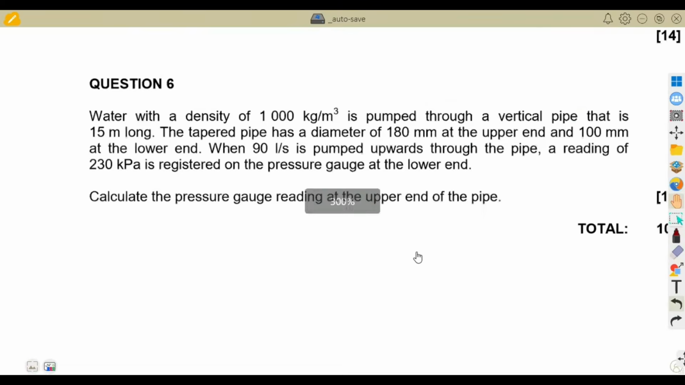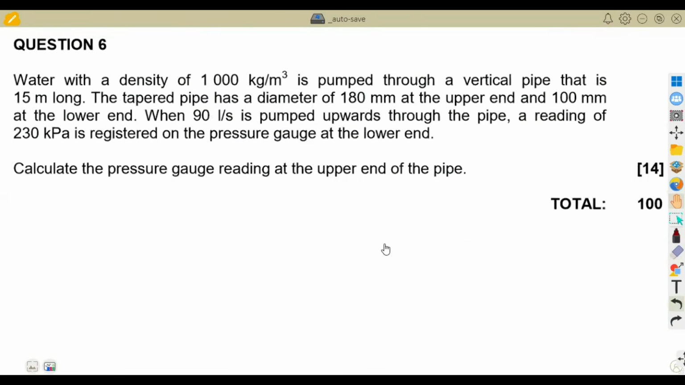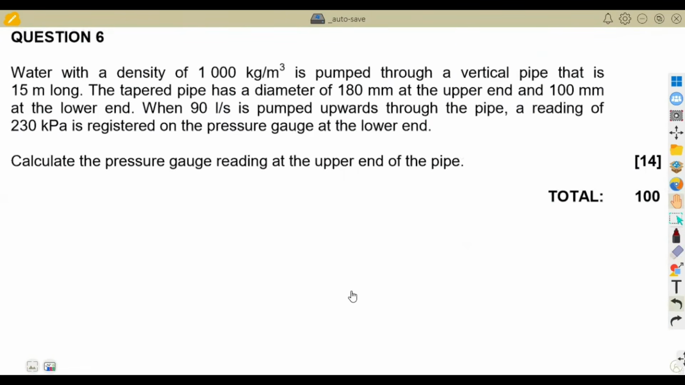So let us just try and see. That was hydraulics in this case. 14 marks again, hydraulics. All right. Water with a density of, take note, water with a density of 1,000 kilograms per cubic meter is pumped through a vertical pipe that is 15 meters long. The tapered pipe, there. It's important. It is a vertical pipe, yes, but it's a tapered one.